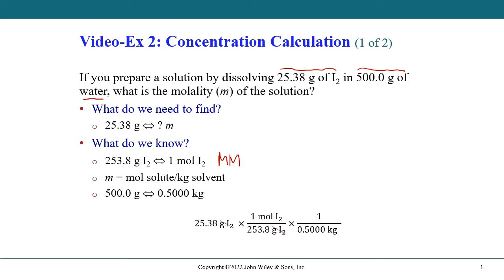Okay, so now all we need to do is solve the problem. I'm going to use dimensional analysis to do this because it shows you where the units go quite nicely. We take the mass of the solute, multiply by the molar mass to get it into moles, and then divide by the kilograms of the solvent. We end up with a molality of 0.2 moles of iodine per kilogram of water. So that deals with solving molality.